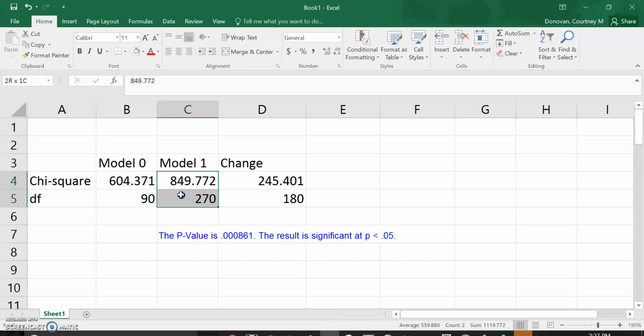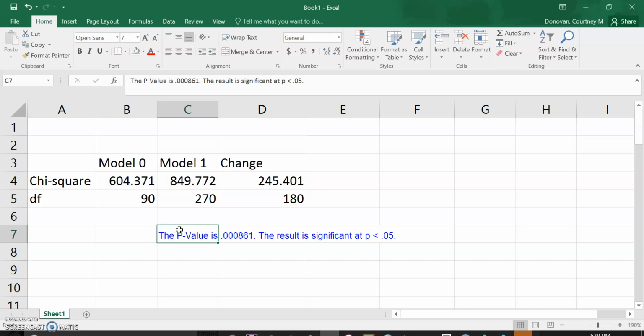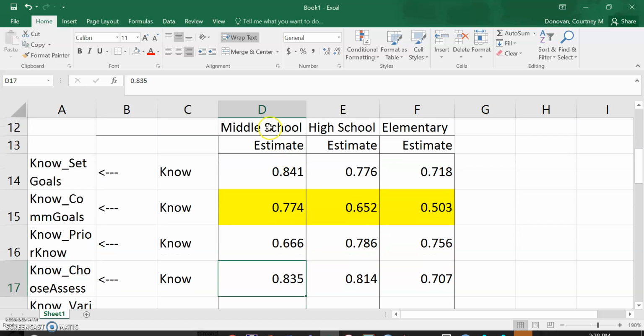So first, starting with my new model chi-square and degrees of freedom, I look at my change, so the absolute value of the difference between the two. And when I put this into the website, I see that it is definitely significant. So this model is not invariant between these three groups. So teachers who teach one of these different grades, they seem to be thinking about the knowledge factor and reacting to it differently.